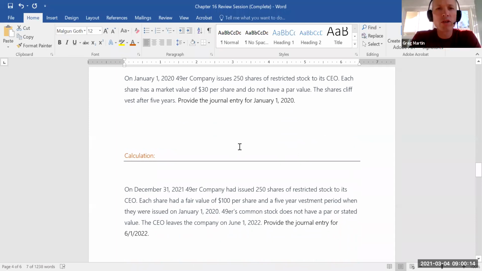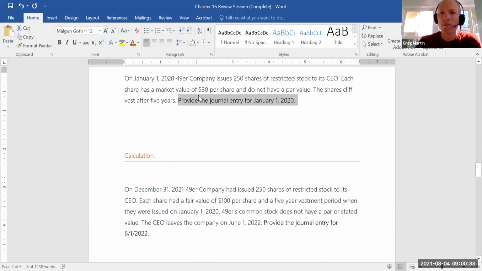All right. On January 1st, 2020, 49 Company issues 250 shares of restricted stock to its CEO. Each share has a market value of $30 per share, and there is no par value. The shares cliff vest after 5 years. We need to provide the journal entry for January 1st, 2020, which is the date that they are issued. This is hopefully a fairly straightforward one.